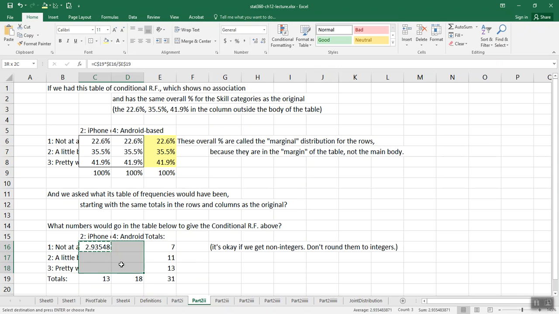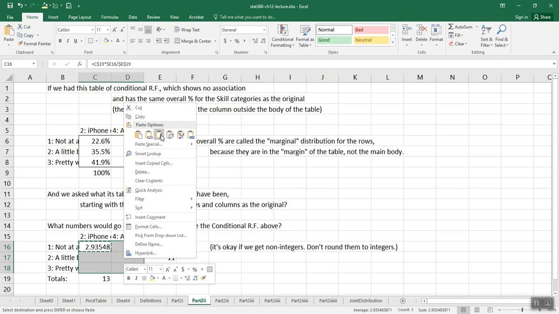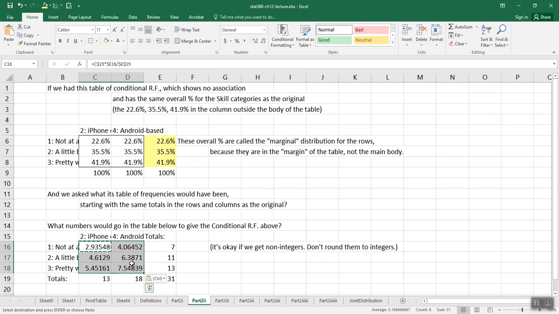So the numbers we'd have to have in the table, I'm going to paste those formulas. So this is what the table would have to look like to give these conditional relative frequencies, which show no association. They're the same from column to column, and they're the same as the marginal. So in the next video, we'll take another look at that.